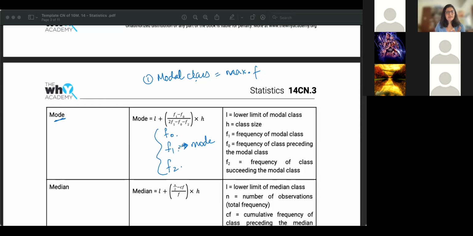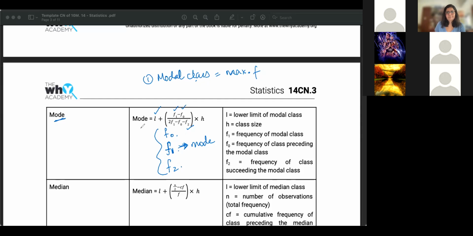So once you identify the modal class, the one with maximum frequency, that is the central value. So that's F1. The one above it is F0, the one below it is F2. Once you get the correct values for F1, F0 and F2, the rest of it you just have to apply in this formula. Now, apart from the frequency, you have a couple more things going on here.